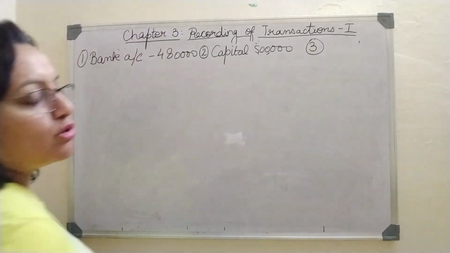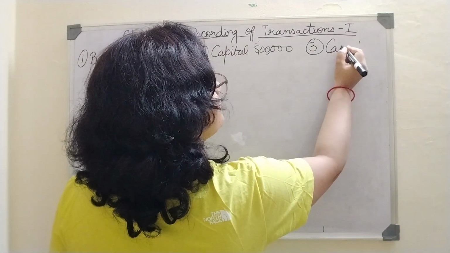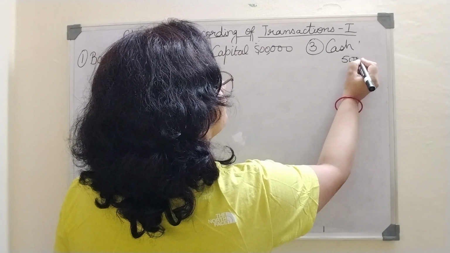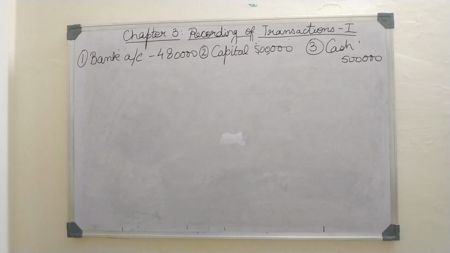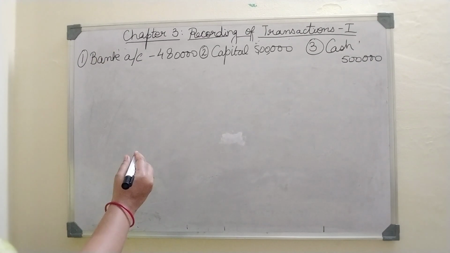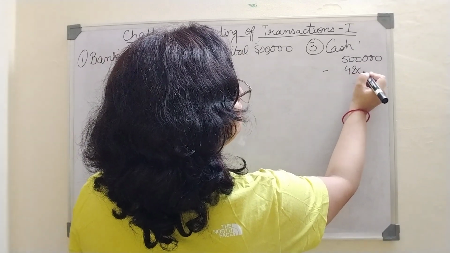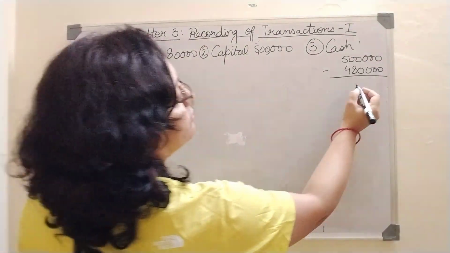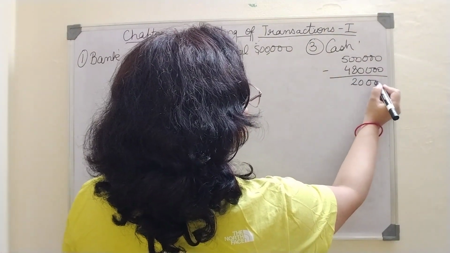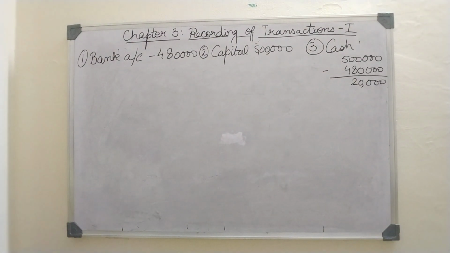Third, when capital is brought into the business, cash is also increased, right? So cash is also 5 lakh, right? Now it is said to open a bank account with around 4,80,000, meaning cash is reduced by 4,80,000, right? So we are left with only 20,000. So cash is left how much? 20,000, and bank is increased to 4,80,000.